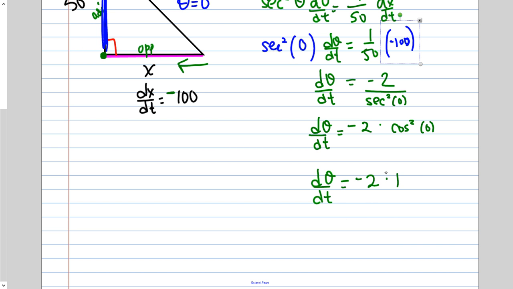And so it's just negative 2. I'm going to go ahead and erase that. And the rads per second. Okay, that is how fast the angle of the camera is changing as the car is passing.